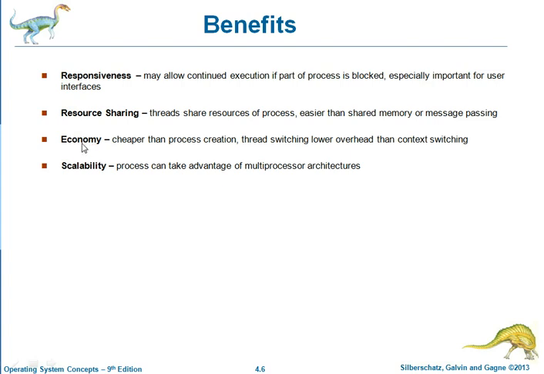By economy, allocating memory and resources for process creation is costly. Because threads share the resources of the process to which they belong, it is more economical to create and context-switch threads. So, it is significantly more time-consuming to create and manage processes than threads. On the concept of scalability, the benefits of multi-threading can be even greater in multiprocessor architectures where threads may be running in parallel on different processing cores. A single-threaded process can run on only one processor regardless of how many are available.